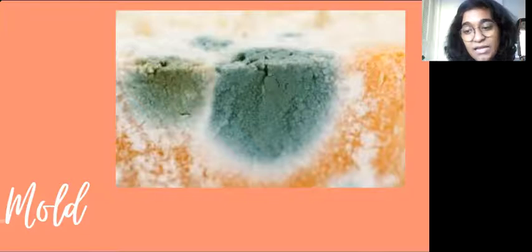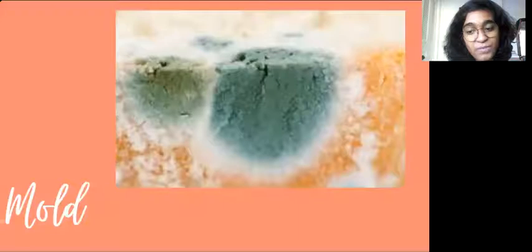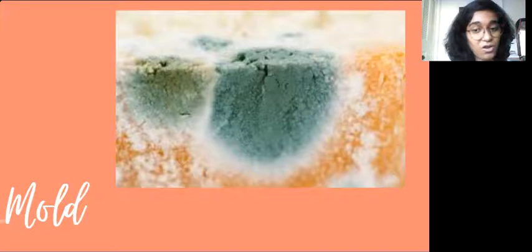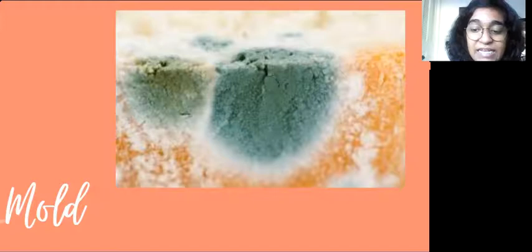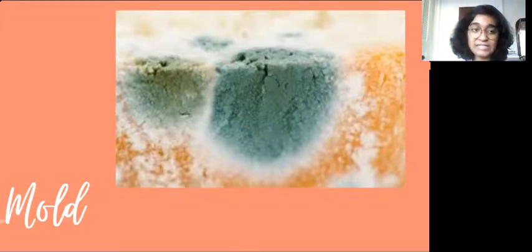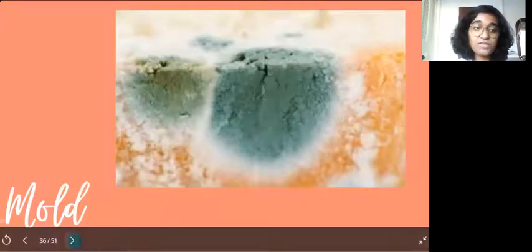In P. chrysogenum, the conidia are blue to blue-green, and the mold sometimes exudes a yellow pigment. However, P. chrysogenum cannot be identified based on color alone. Observation of morphology and microscopic features is needed to confirm its identity. So this is the story of mold.